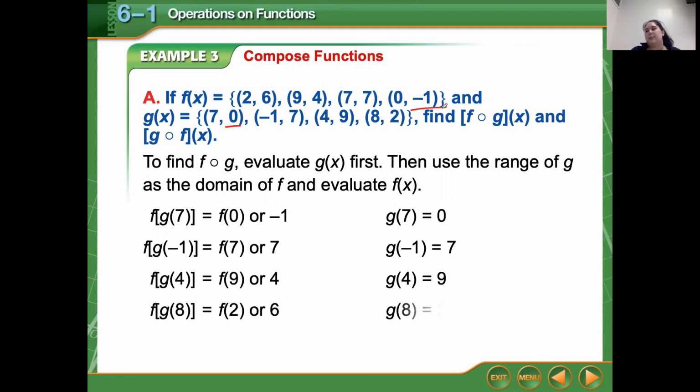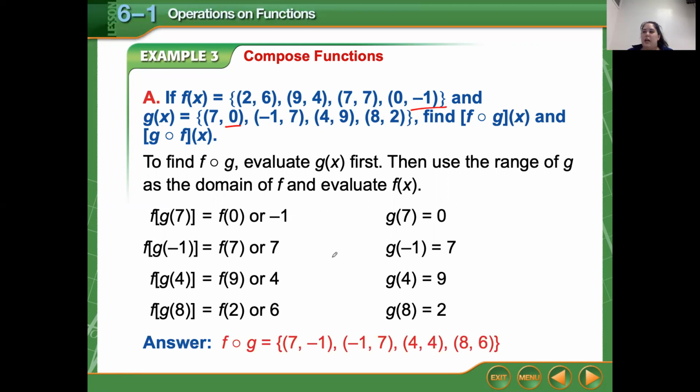And we just keep following this pattern. And so we now have a new list of coordinate points. That was a big ant, but okay.